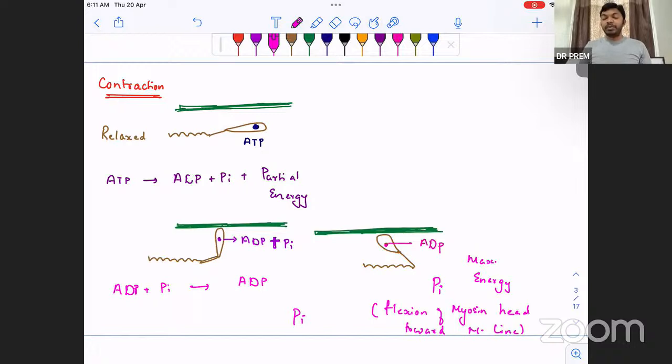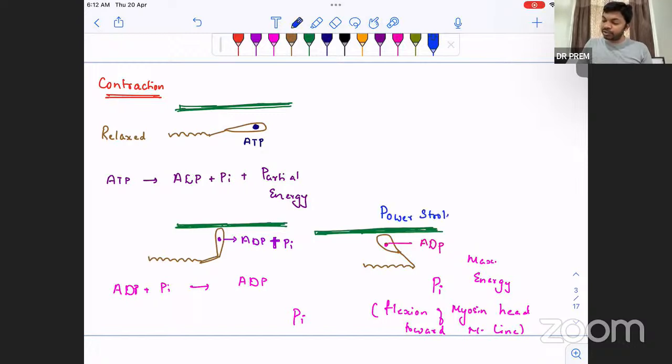So you can clearly see when the muscle is in a relaxed state, the head of myosin is attached with adenosine triphosphate. When a muscle is in a relaxed state, the head of myosin is seen attached with adenosine triphosphate. During the process of contraction, adenosine triphosphate breaks down into ADP and phosphate. And once the phosphate is completely detached from myosin head, there is going to be maximum energy availability. Only when maximum energy is available, there is going to be flexion of myosin head towards M line. And this flexion towards M line is what is called as power stroke.